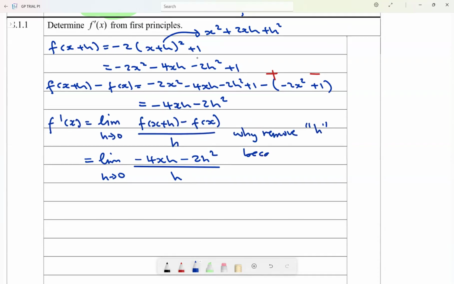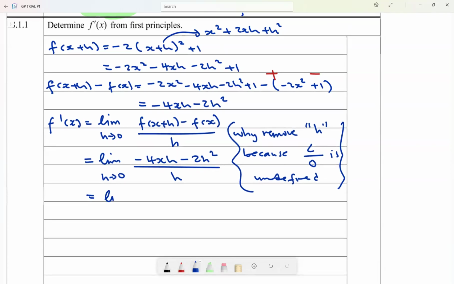Because any constant divided by 0 is undefined. If I were to substitute h immediately to be equal to 0, this will give me a constant divided by 0, which is undefined. So hence now I need to remove that.